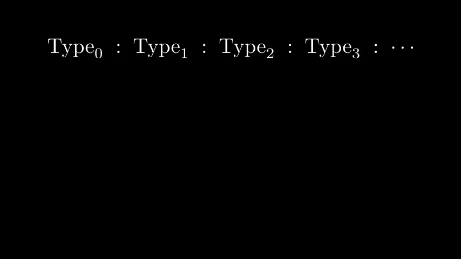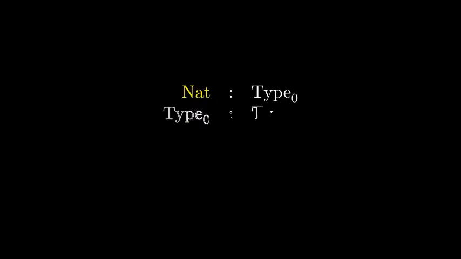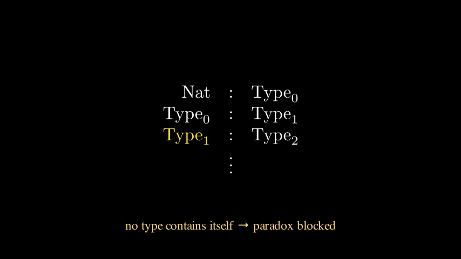The fix is to split Type into a tower. Each floor's type is the floor above it, forever. Nat lives at the ground floor. Type 0 lives one up. Type 1 lives one above that. No type ever contains itself, and the paradox loses its grip. An infinite tower of universes stacked on top of CoC. That is what the omega subscript names. And that is the system Lean and Rocq build everything else on.